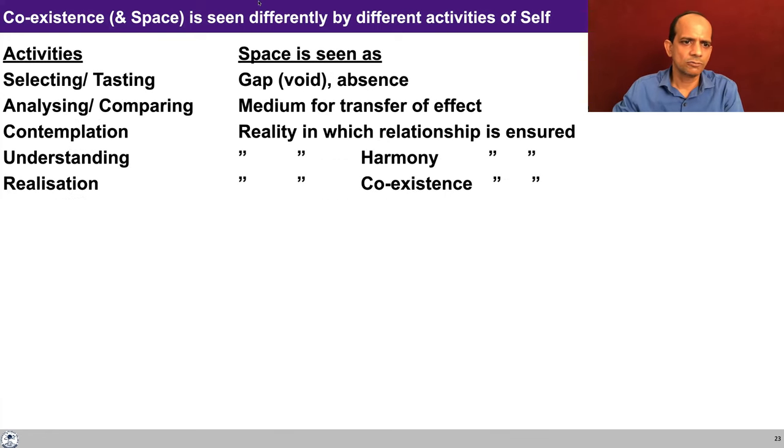So as a gist of what we said, at the level of selecting and testing, I'm able to see the gap, the void, or the absence of a unit. Now, this is something that we take very naturally, that yes, gap is there, void is there. And that's how when we talk about space, people assume that this is something like vacuum, okay? Because we are generally active at the level of testing and selecting. But we can see the gap. And we can also observe the gap through our sense organs.